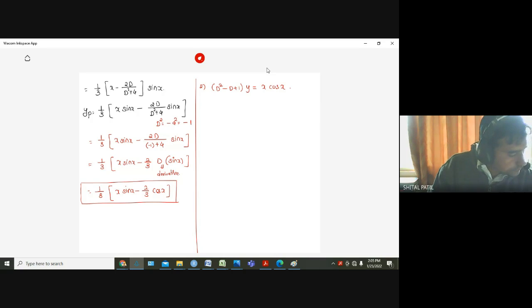Solve this. D square minus d plus 1 x sin x. Sorry, d square plus d. Okay, no problem. Minus d will be also okay. Yes, try to solve this.